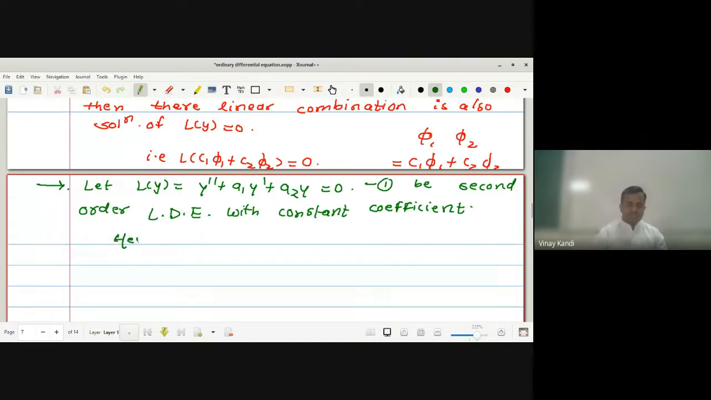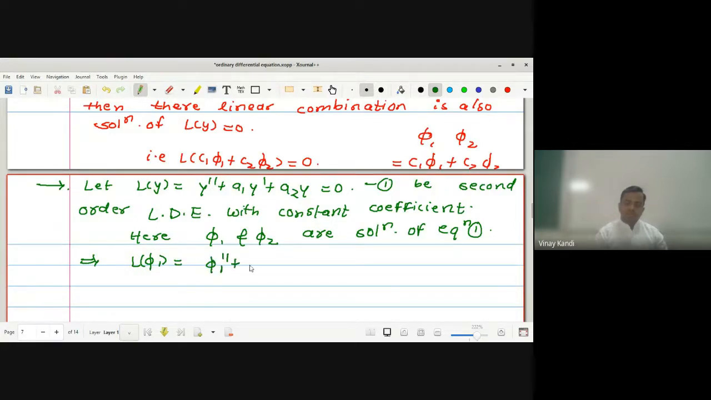Let us assume phi 1 and phi 2 are two solutions of equation 1. That implies L of phi 1 is equal to phi 1 double dash plus a1 phi 1 dash plus a2 phi 1 equal to 0. Give it as equation number 2.